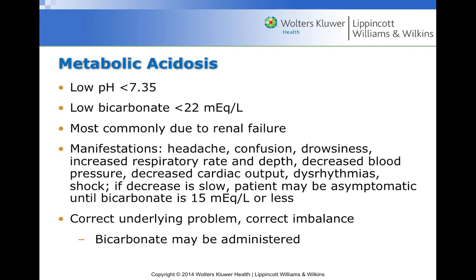Looking at the clinical manifestations, signs and symptoms of metabolic acidosis will vary with the severity of the acidosis, but they can include headache, confusion, drowsiness, increased respiratory rate and depth, nausea, and vomiting. Peripheral vasodilation and decreased cardiac output occur when the pH drops to less than 7. Additional physical assessment findings include decreased blood pressure, cold and clammy skin, dysrhythmias, and shock. Chronic metabolic acidosis is usually seen with chronic renal failure.